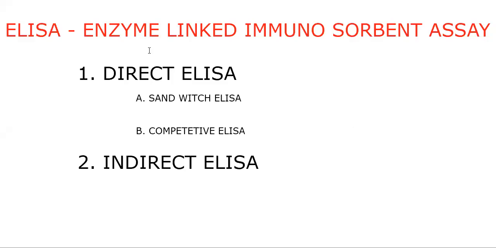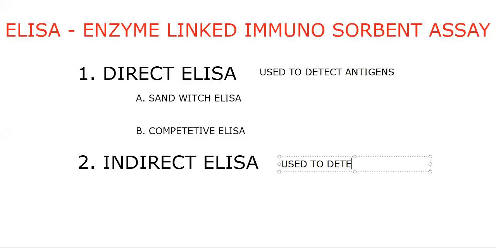So let's start. ELISA, enzyme linked immunosorbent assay, includes two methods, direct ELISA and indirect ELISA. Direct ELISA includes sandwich ELISA and competitive ELISA. Then indirect ELISA. We already learned direct ELISA in the previous class. Direct ELISA is used to detect antigens. Indirect ELISA is used to detect antibodies.